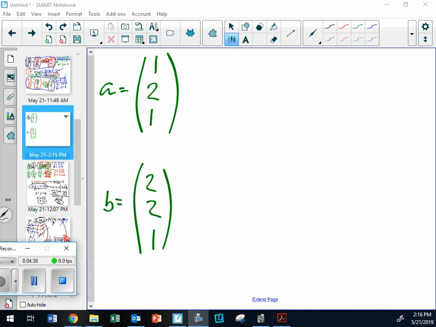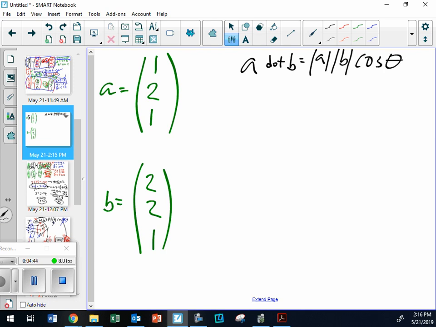Okay, here's what it should be. A dot B equals magnitude A, magnitude B, cosine of theta. Solve for theta.